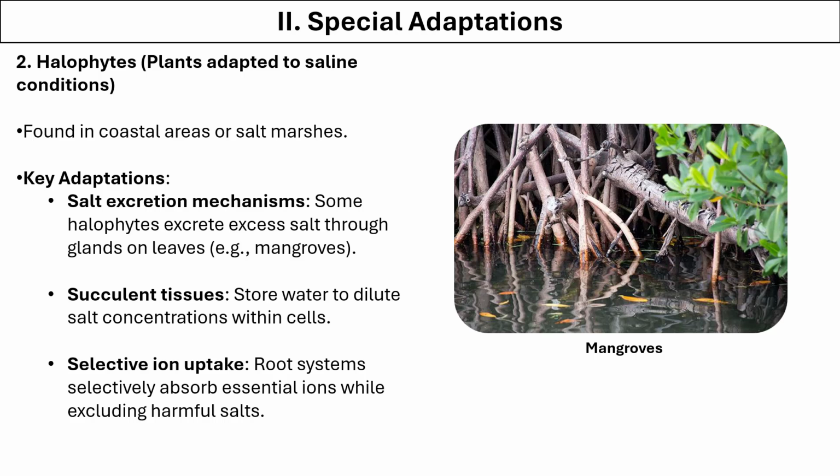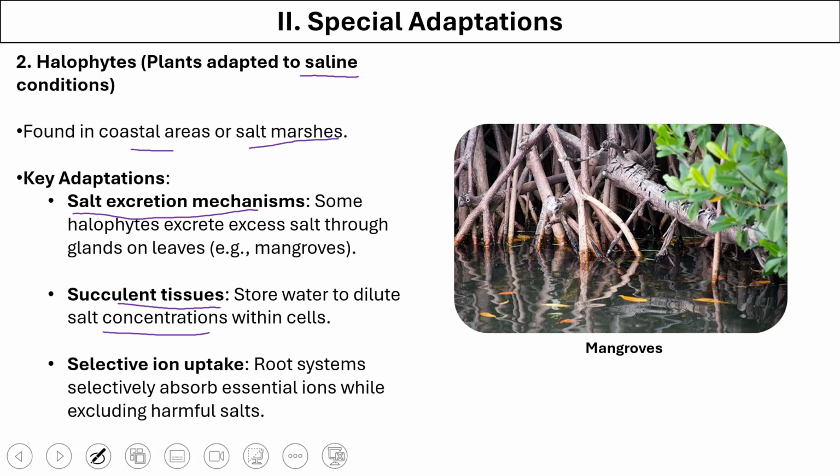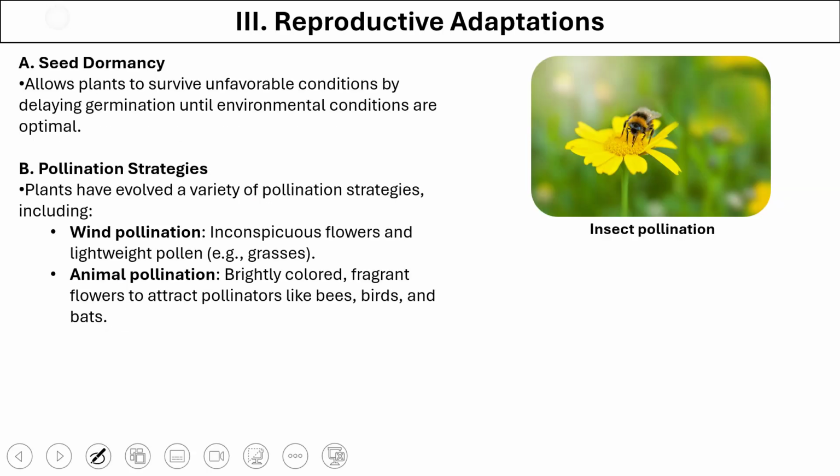Halophytes are the plants which are adapted to salty soil conditions or salty environmental conditions. They are found in coastal areas or in salt marshes. To deal with the excessive salt, they have developed the salt excretion mechanism, and they excrete salt through the glands present on their leaves. Succulent tissue also helps these plants in storing water and diluting the concentration of salt inside them. The roots of such plants selectively absorb certain ions which are helpful for them, and they prevent the absorption of harmful salts.